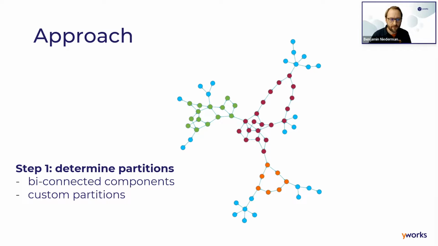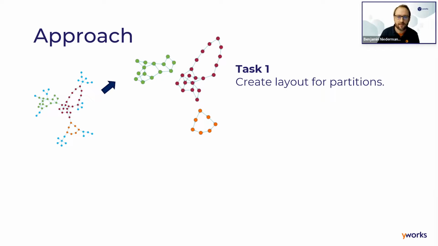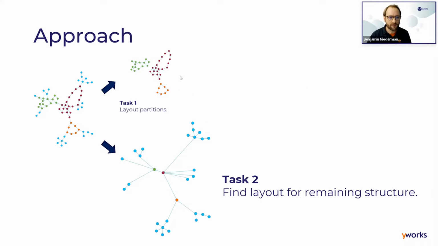So now we have determined these partitions, and now the question is how can we draw these partitions and also the other structure. And what we do is we divide this into independent subtasks. We solve these subtasks and then we merge the results of these tasks. So the first task is that we need to create layouts for the partitions, and we will do this for each partition independently. The second task is then that we find a layout for the remaining structure.